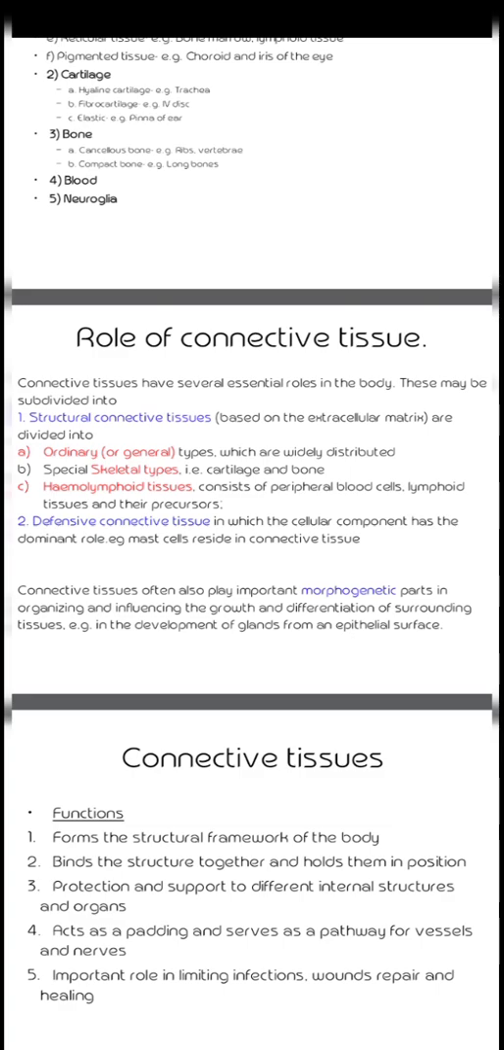Hemolymphoid tissues are those tissues which either make blood cells or are blood cells. So these are peripheral blood cells, such as WBCs, RBCs, things like that. Lymphoid tissues form the lymphatic system, and their precursors, that is bone marrow, makes the blood.